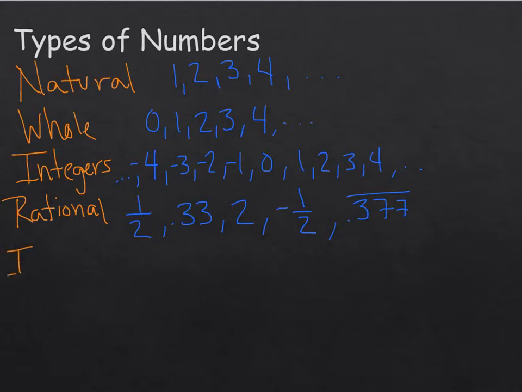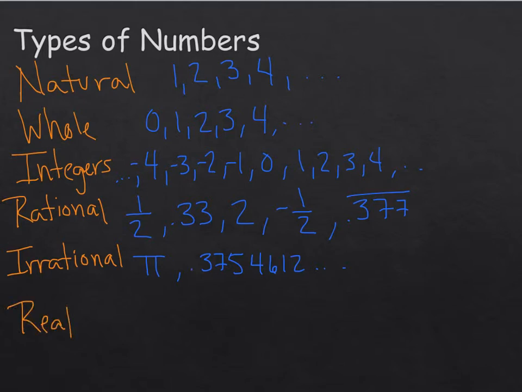After rational, we have irrational. Irrational numbers are numbers that aren't rational. They cannot be written as a fraction. So maybe pi is an example of an irrational number, or a decimal that goes on forever and does not repeat itself. The last type of number we have are real numbers. Real numbers are numbers that are rational or irrational, so both of these get clumped into real numbers.